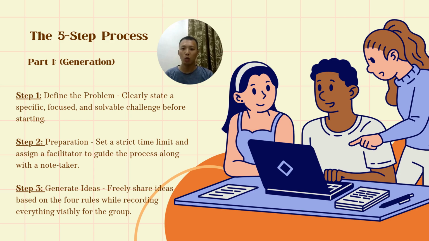Moving on to how we actually run a session. Let's look at the 5-step process. The first part is the generation phase. Step 1 is to define the problem. Before we start throwing out ideas, we must clearly state a specific, focused, and solvable challenge. A vague problem will only give us vague answers.